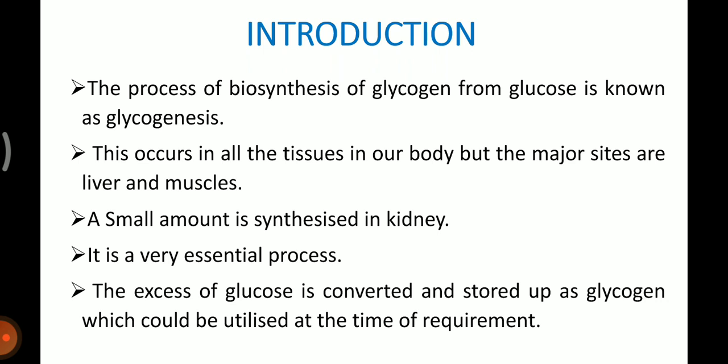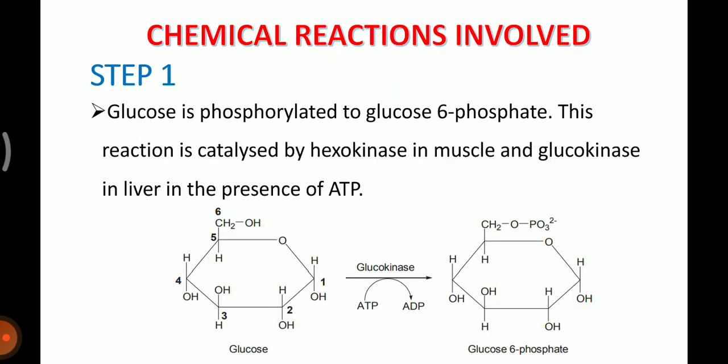How are glycogens produced from glucose in the glycogenesis process? Actually, 5 different steps are involved in the reaction. In the first step, glucose is converted into glucose 6-phosphate using the enzymes glucokinase and also hexokinase. Glucokinase is the enzyme present in the liver and hexokinase is present in the muscle.